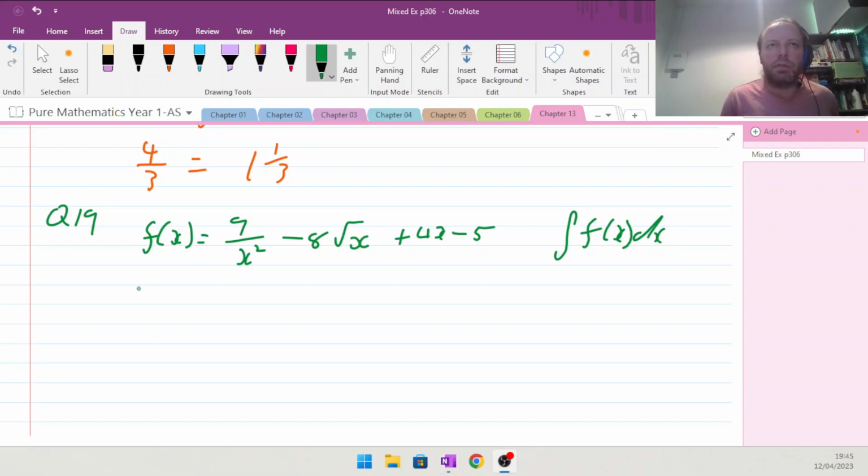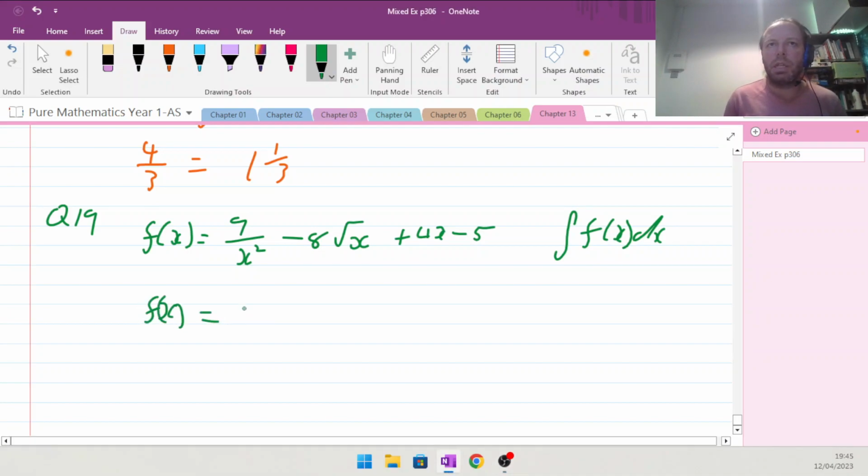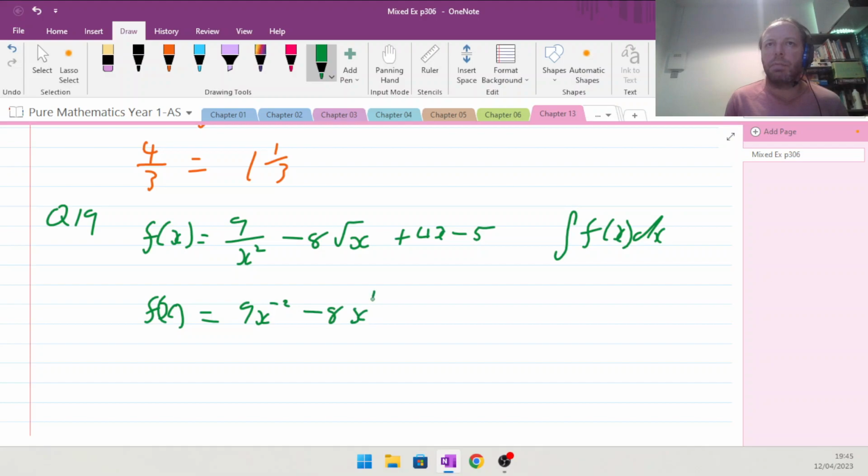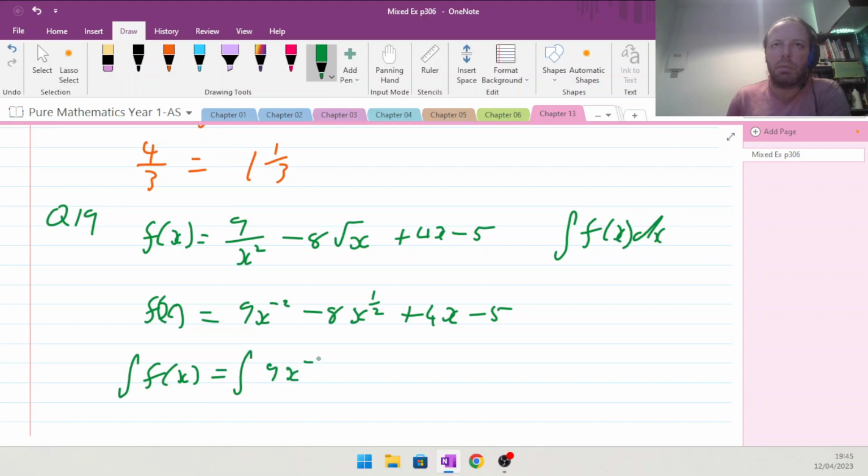So first things first, let's rewrite f of x. f of x is equal to 9x to the minus 2 minus 8x to the power of a half plus 4x minus 5. So now the integral of f of x is going to be the integral of all of that, 9x to the minus 2 minus 8x to the power of a half plus 4x minus 5 dx.